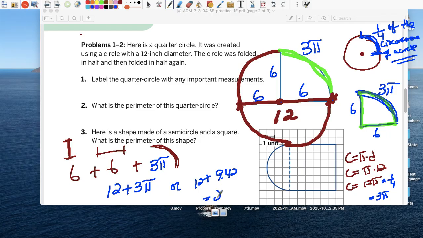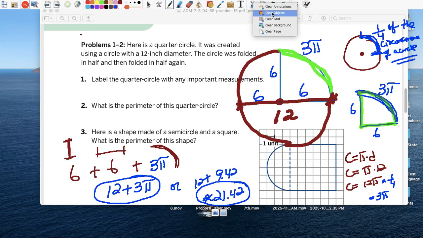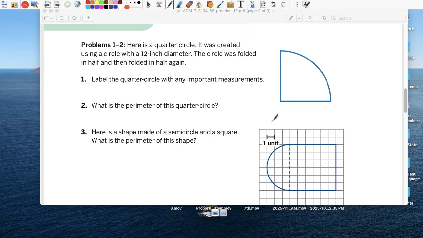So the 21.42 about. So either this answer or this answer. Notice that one, I didn't change the pi, and the other one I did. Yeah. That's pretty much it. This one, here's a shape made of semicircle and a square.